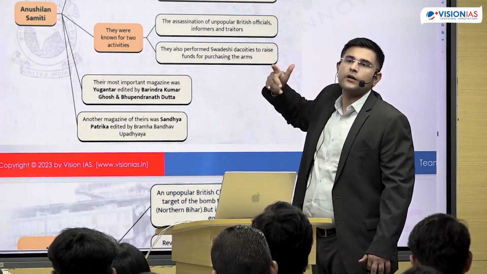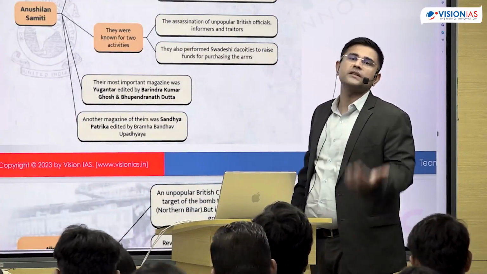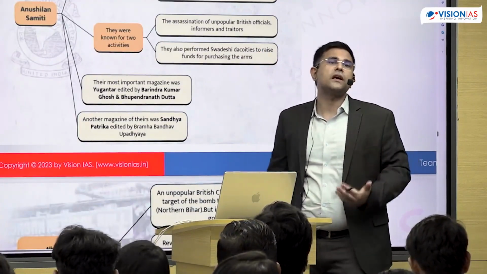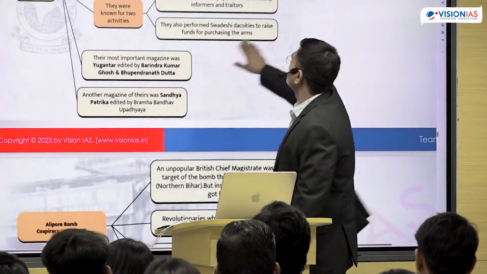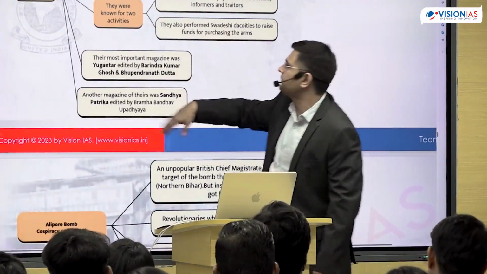Why is it called Swadeshi dacoity? Because you are not looting this money for personal enrichment. You are going to use this money in the freedom struggle. That's why they are called Swadeshi dacoities, to raise funds for purchasing arms. It is written there also. Okay?